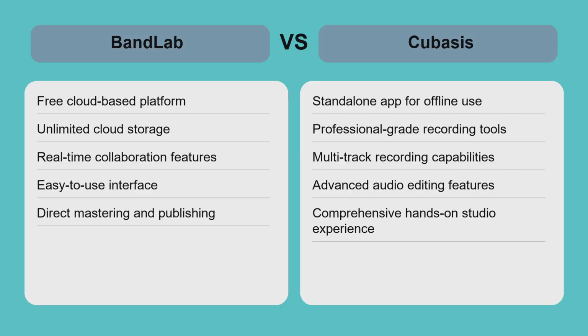BandLab excels in collaborative projects where musicians want to work together remotely, share ideas instantly, and publish music directly. Its cloud-based model suits creators who prioritize accessibility and social integration. On the other hand, Cubasis offers a more traditional DAW environment with advanced editing and mixing tools, ideal for detailed production work offline. While BandLab simplifies collaboration, Cubasis provides deeper control over sound design and arrangement.